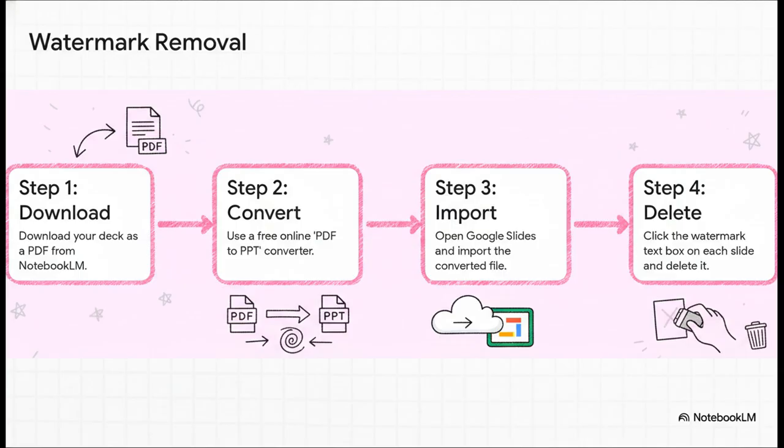First, download your presentation as a PDF. Then, just use any free online PDF to PowerPoint converter. Once you've got that PowerPoint file, open it up in Google Slides, and here's the magic part. The watermark isn't baked into the image anymore. It's just a regular old text box. You can just click on it and hit delete. It takes like 2 minutes, and poof, your whole deck is perfectly clean.